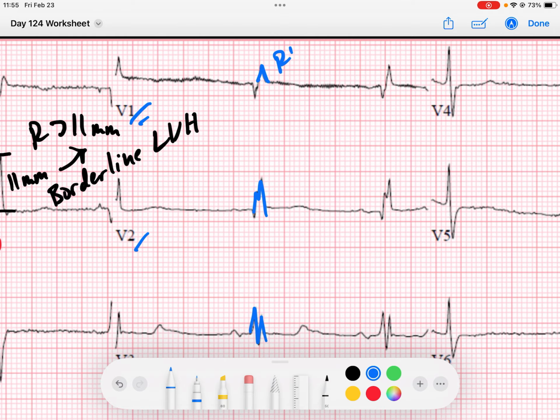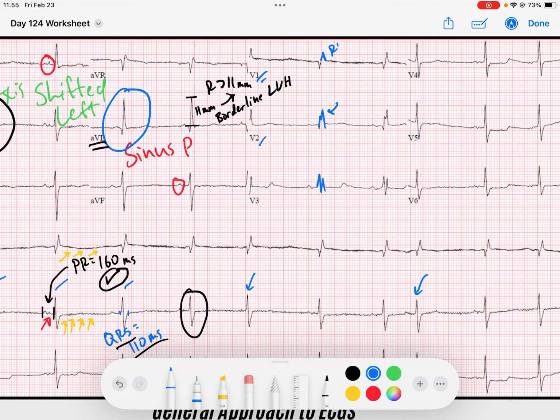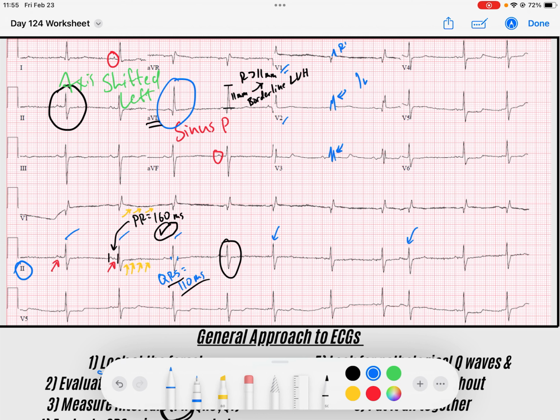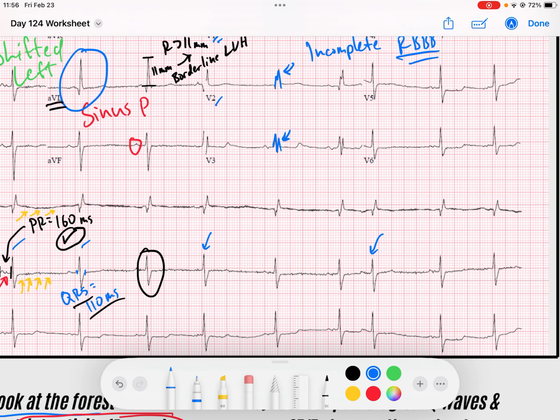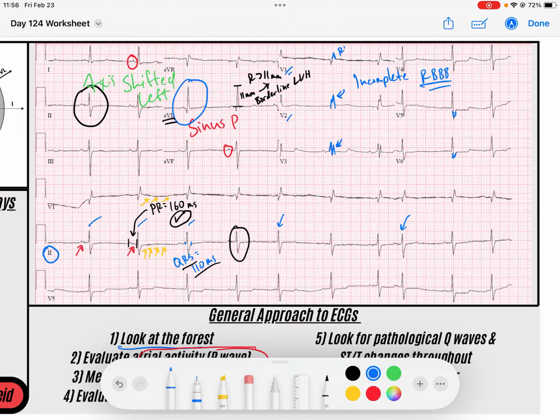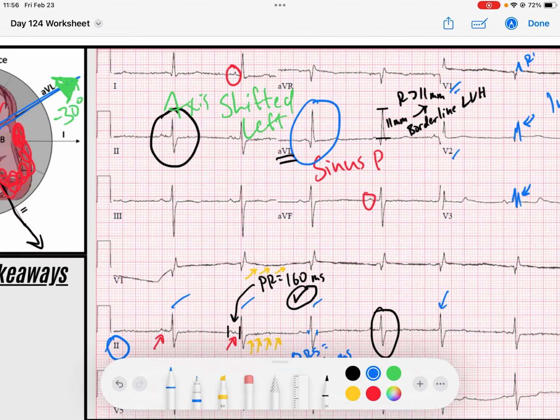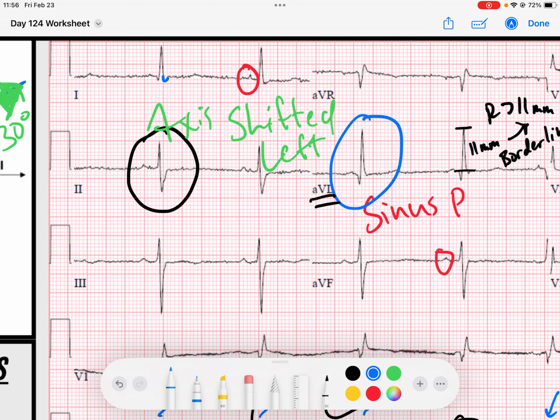And so that R prime that we're seeing throughout these leads is evidence of an incomplete right bundle branch block, right? Right bundle branch blocks notoriously have late forces going toward the right ventricle. So you get a little itty bitty bit of slurring here in the lateral forces. See that little slur? Yeah, that's what we're seeing there. You can even see just a little bit in lead 1.